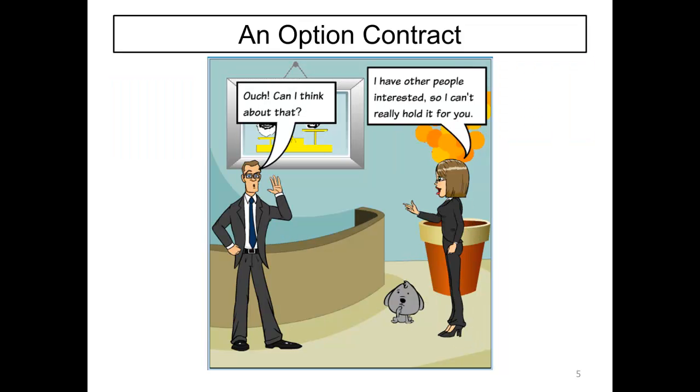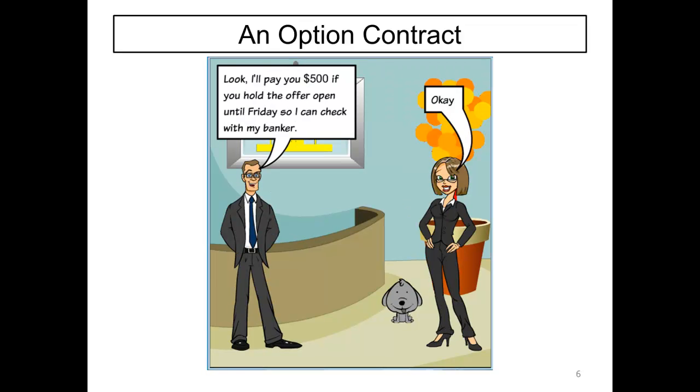John says, "Ouch, can I think about that?" Diana, and this is the typical situation, has something where she can't sort of keep it open, and John wants to be able to keep it open. So Diana responds, "I have other people interested, so I can't really hold it for you." John really wants to make sure that he has a chance to get this condo, so what he does is he makes an offer. "Look, I'll pay you $500 if you hold the offer open until Friday so I can check with my banker." Diana says, "Okay."